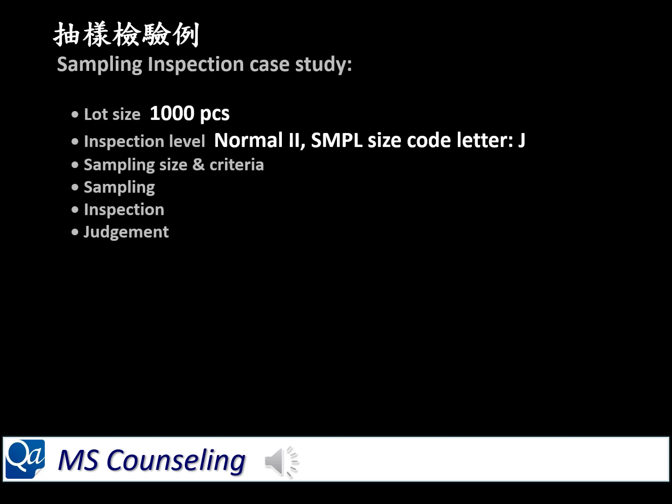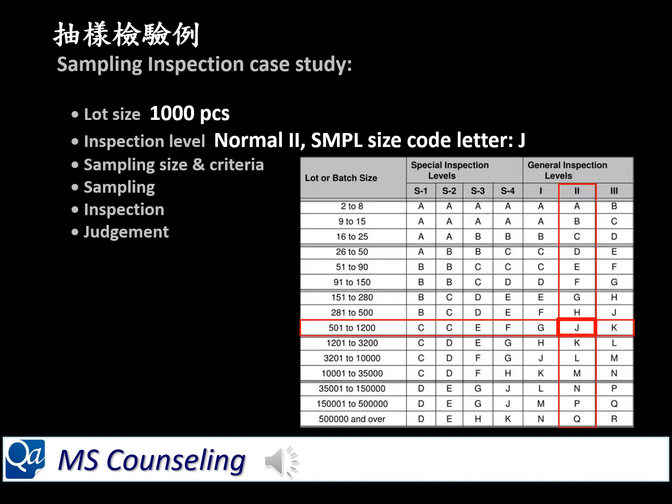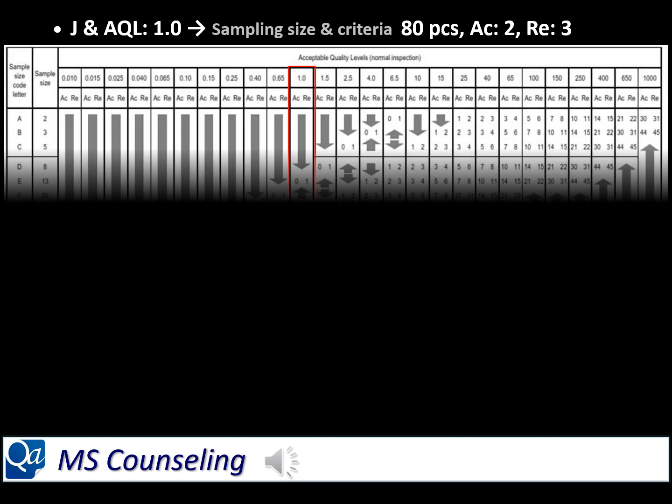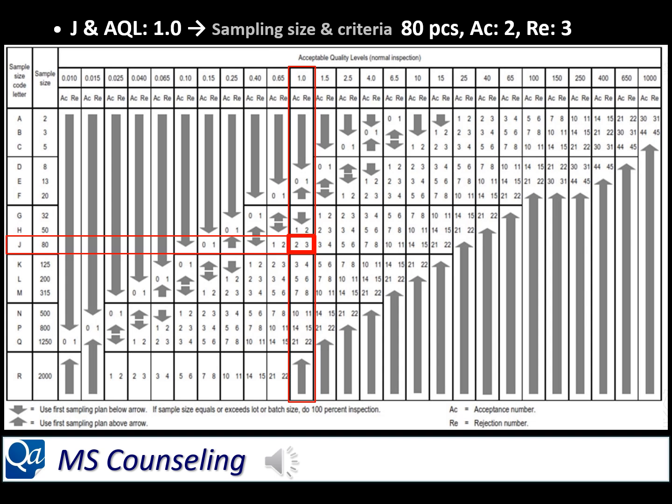For example, the material we want to do incoming material inspection today has an incoming quantity of 1,000 pieces, that is, the lot size is 1,000. Then, based on the second level single sampling of the general inspection in the purchase contract, we can know that the sampling size code letter is J. And then, from the sampling size code letter J and the acceptance quality level 1.0, we know that the sampling quantity is 80 and the acceptance level is 2 for acceptance and 3 for rejection. That is to say, if there are more than 2 defective products sampled, they will be rejected.